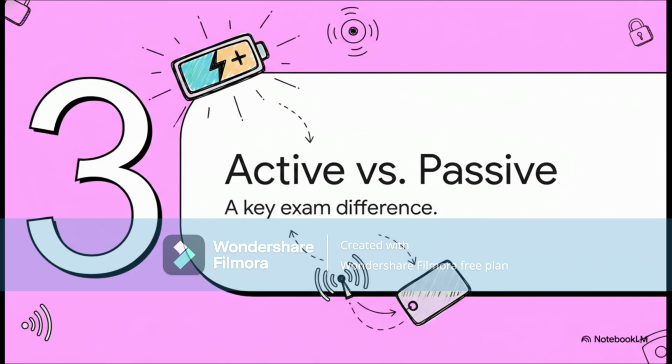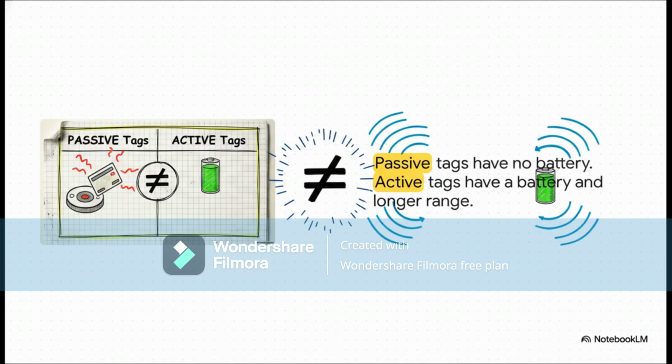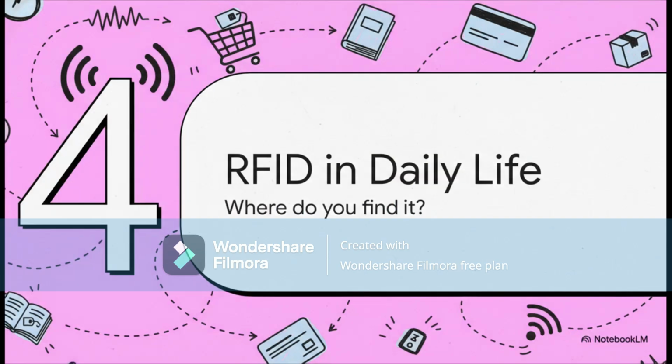All right, now not all tags are created equal. And this next part is a really key detail you're going to want to remember for any test. We need to talk about the difference between active and passive tags. The difference between them is actually super straightforward. So passive tags have no battery, none at all. They get all their power from the reader's signal, but only when it gets really close. That's exactly why you have to tap your card right up against the reader. Now, active tags are the opposite. They have their own battery, and because they're self-powered, they can send out their signal over a much, much longer range.